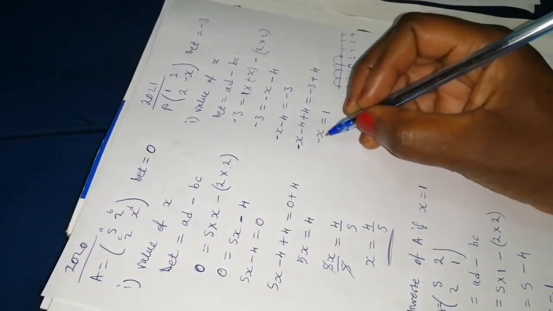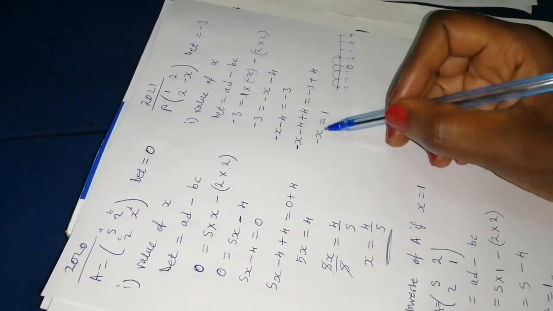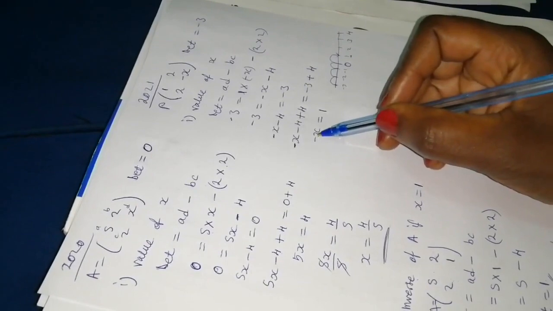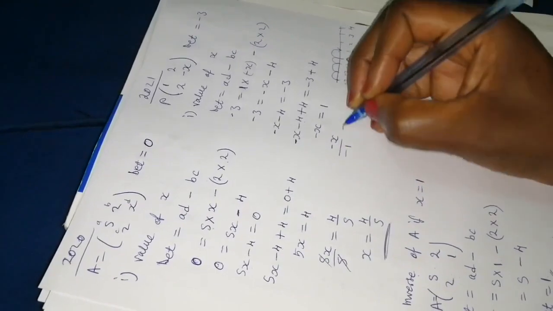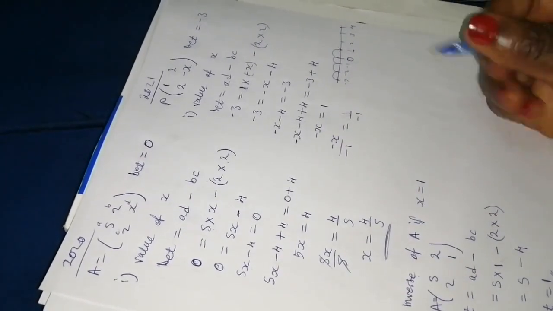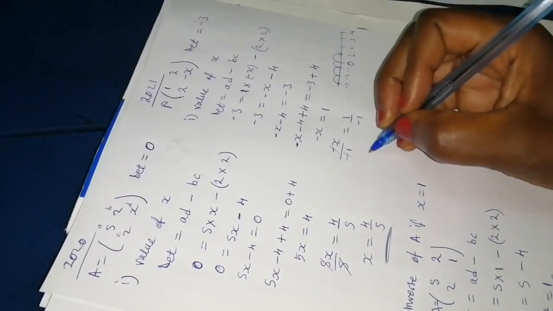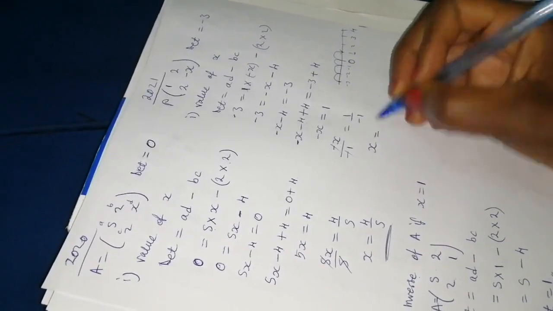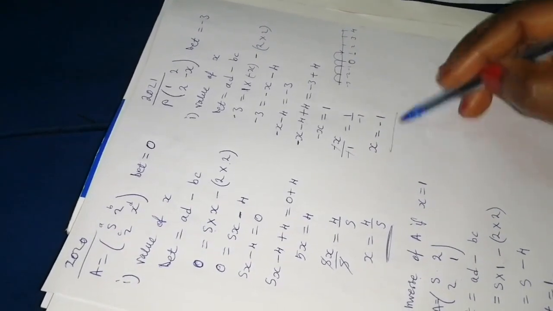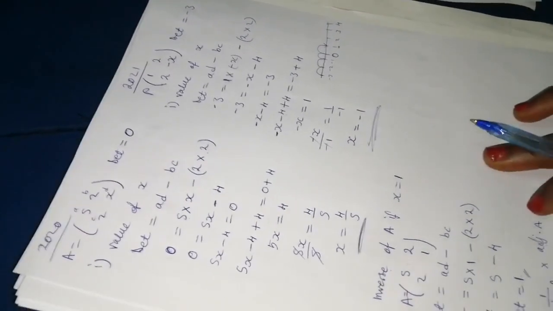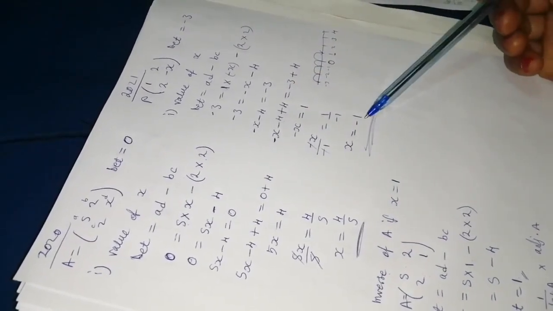Moving on, we cannot leave this here because this x is negative. We need to get rid of the negative. Remember, the coefficient of x here is 1, so this is negative 1. Divide both sides by negative 1, so that this negative cancels with that one, leaving us with positive x equals positive 1 divided by negative 1, which gives us negative 1. So the value of x in this matrix when the determinant is negative 3 is negative 1.